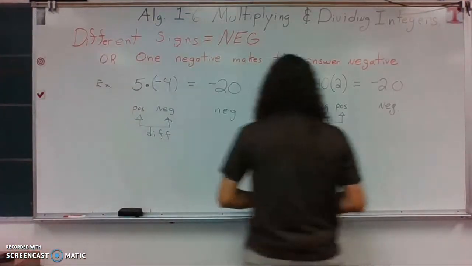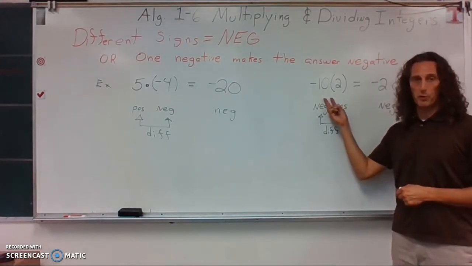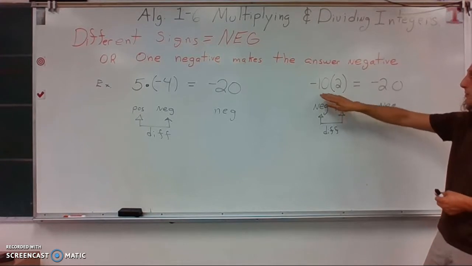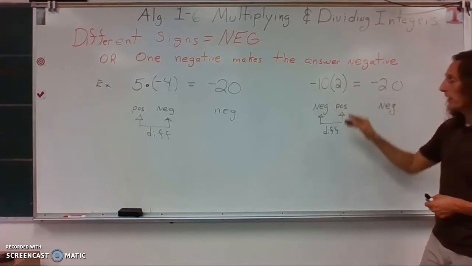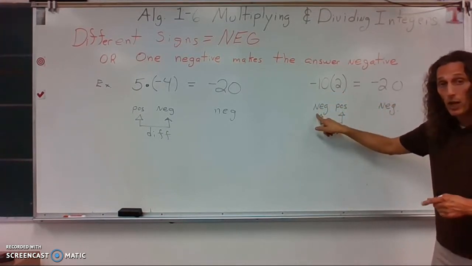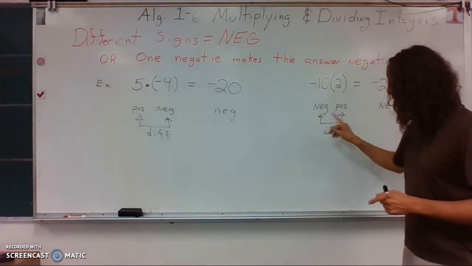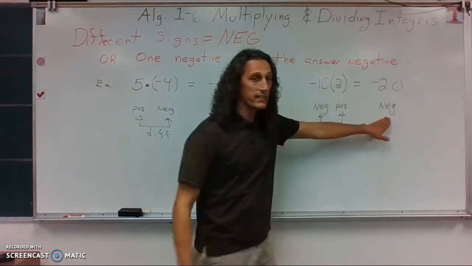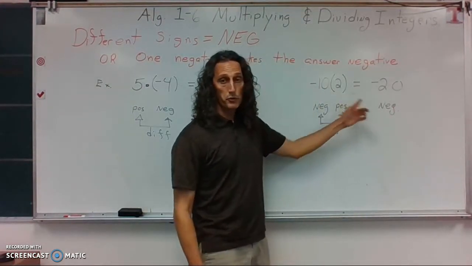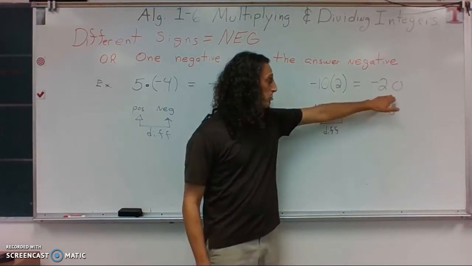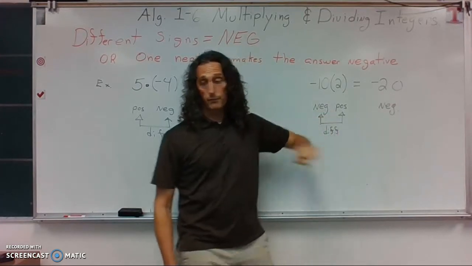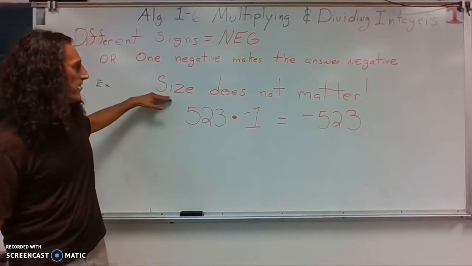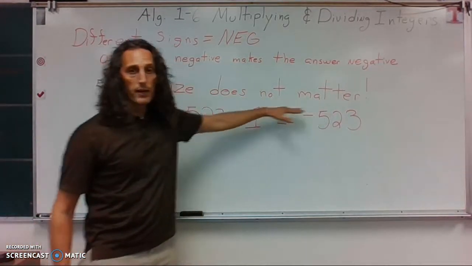Over here, remember I have the more mature way of writing multiplication. I went negative 10 parentheses 2, which means negative 10 times 2. Again, the 10 is negative, the 2 is positive. Because they're different, my answer becomes a negative answer. So I go 2 times 10, 20, it's negative, right?